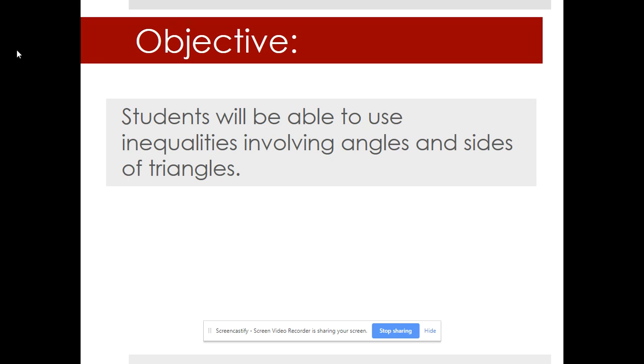Welcome to lesson 5.6, Inequalities in a Triangle. In this lesson, you will be able to use inequalities involving angles and sides of a triangle.